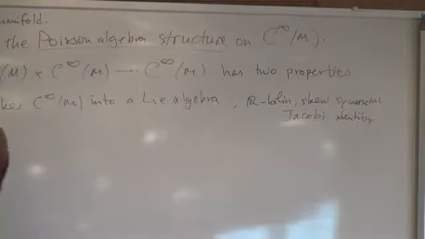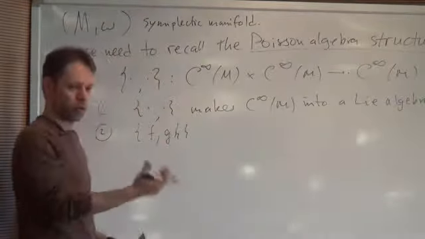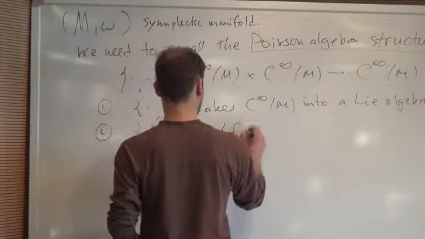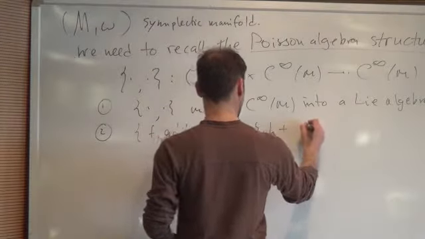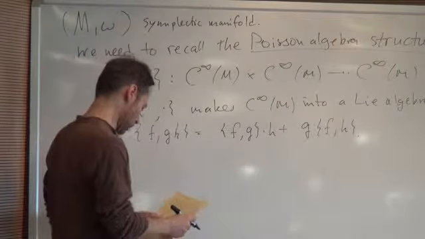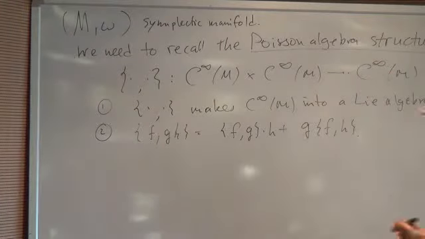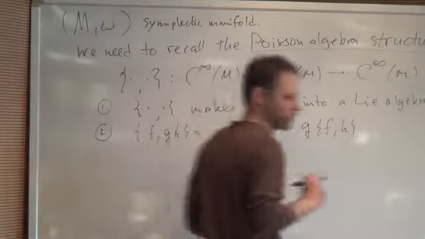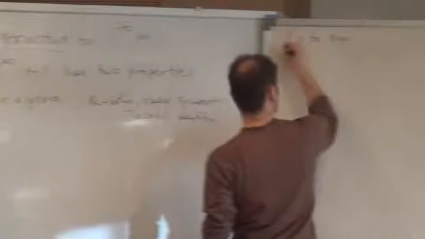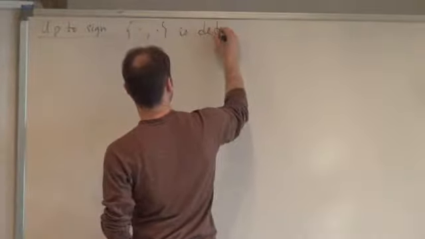And the second one is that it's a derivation with respect to the product: if you have two functions, you can multiply them. There is a commutative algebra structure, and what you want is something like this. So I've defined, I just told you that I want to define one of these things. So up to sign, this Poisson bracket is defined as follows.